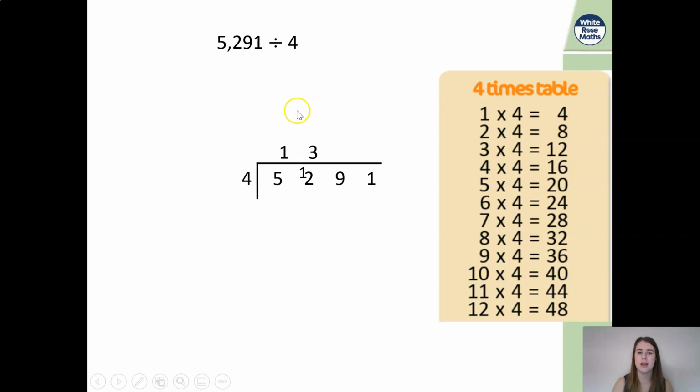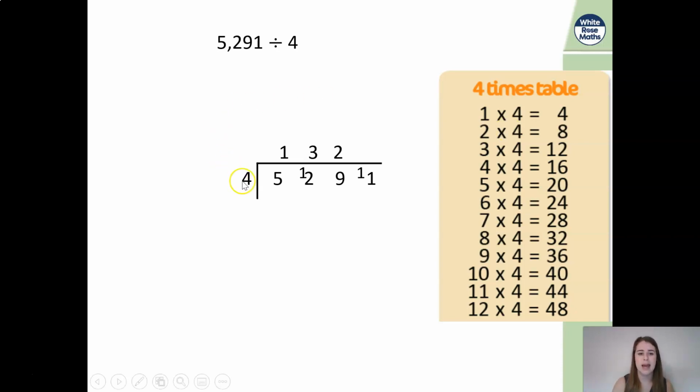Now I'm going to go back to the beginning. How many groups of 4 can I get into 9? Well, let's check. I can get 1 group of 4, 2 groups of 4, and I can't get 3 groups of 4 because that takes me to 12. So I've got to go back to the one before. I can get 2 groups because 2 times 4 is 8. So I can get 2 in there. But now I need to think, if 2 times 4 was 8, I need to get to 9. So how many are left over from 8 to 9? My answer is 1. So I carry that additional 1 across.